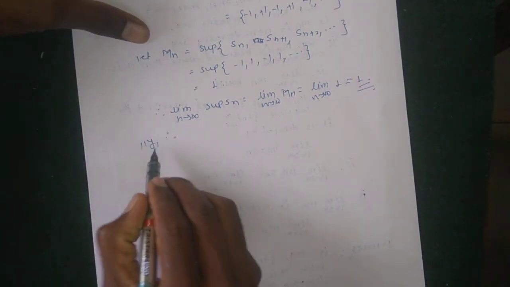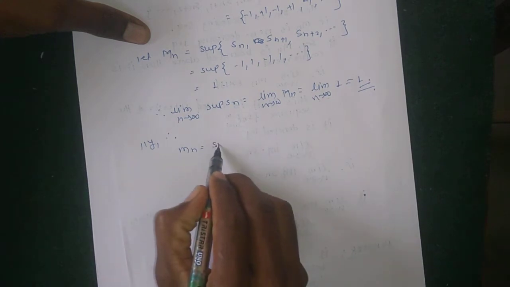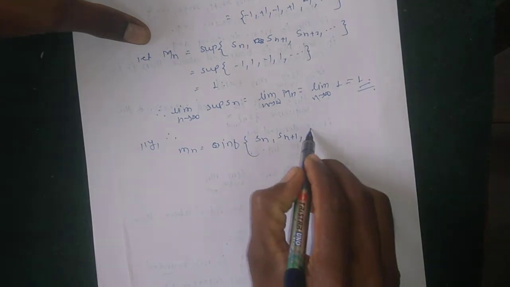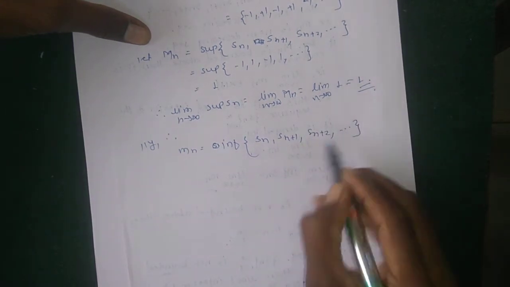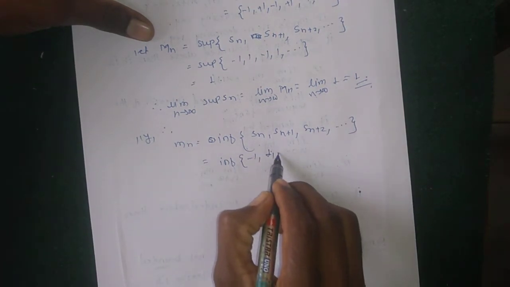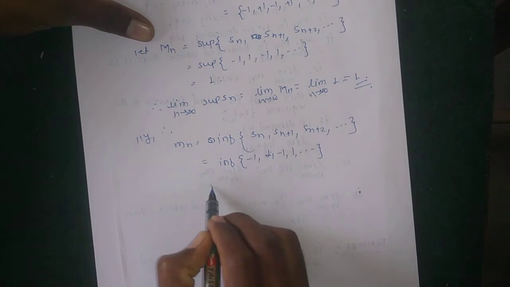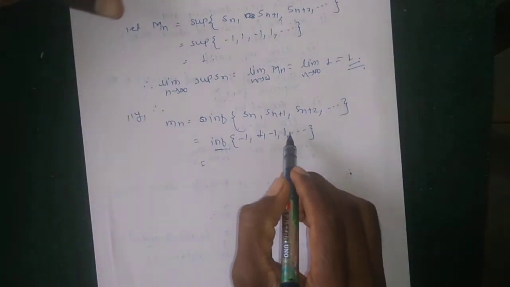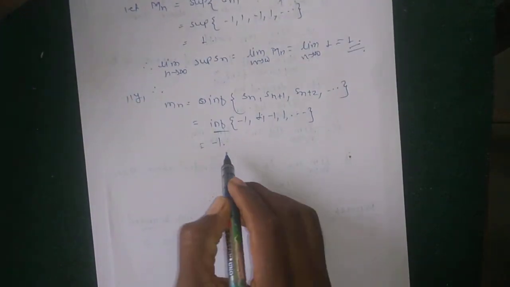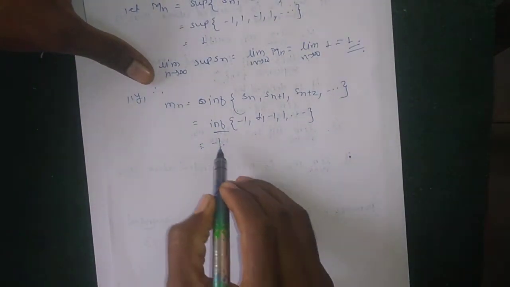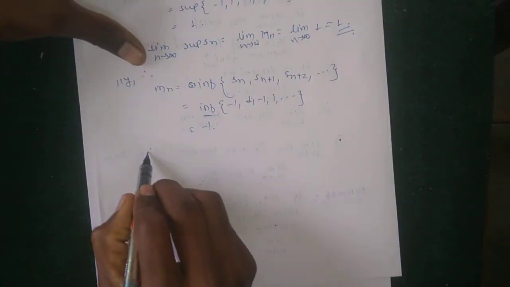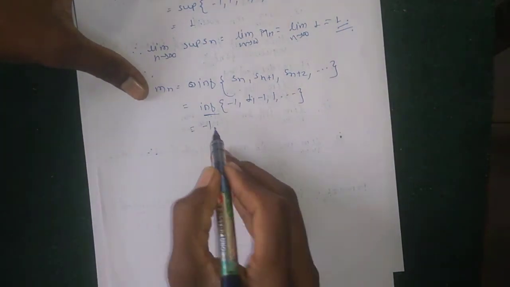Similarly, small mn is the infimum of Sn+1, Sn+2, by the definition of inferior. In this way, the infimum of -1, 1, -1, 1 and so on is the smallest element of all these elements, which is -1. So for each mn it is a constant sequence, and a constant sequence is bounded, so the limit is -1.